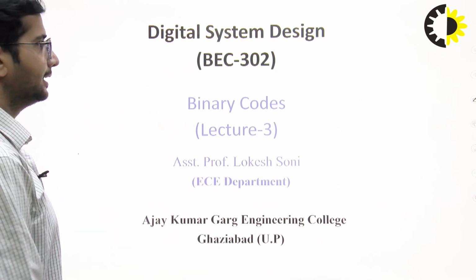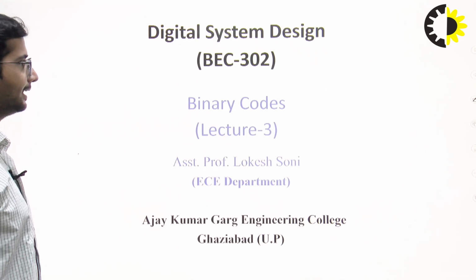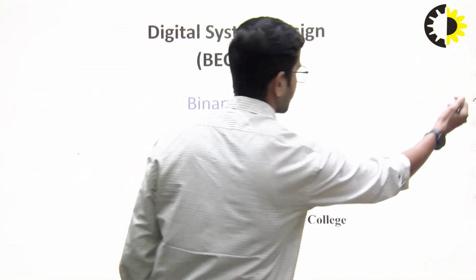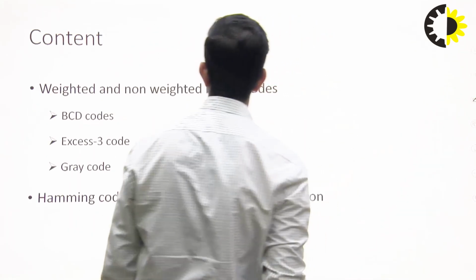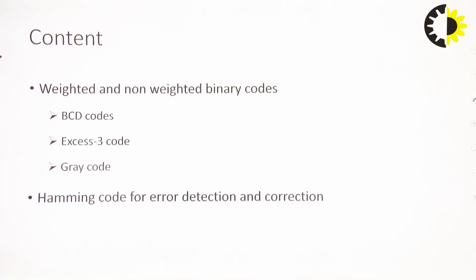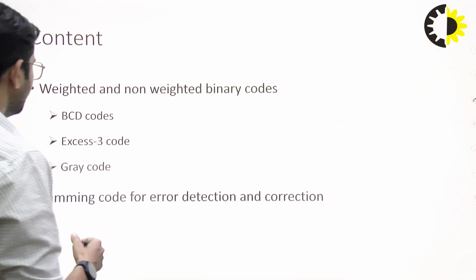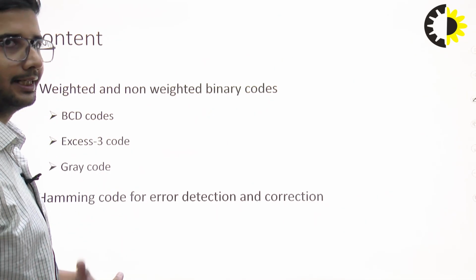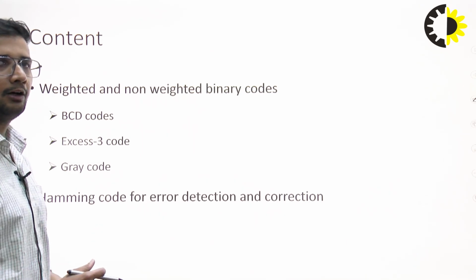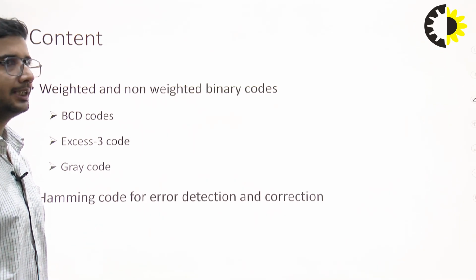So today's lecture is the continuation with the second lecture, that is binary codes. In the last lecture I have explained the BCD codes and excess-3 codes, and now in this lecture I will explain how we convert binary to gray to binary, and how we can detect and correct the error using the Hamming codes.